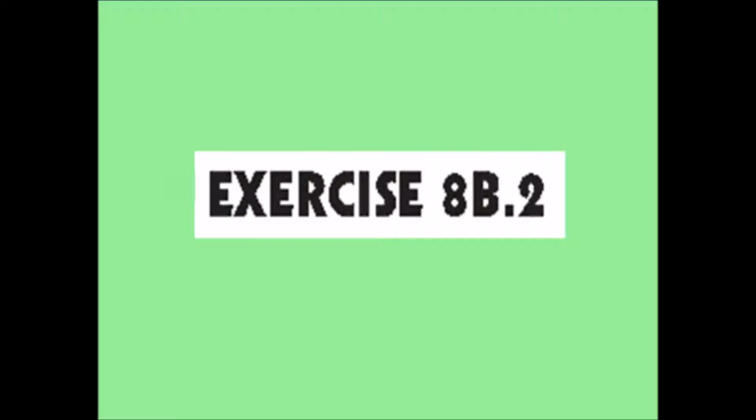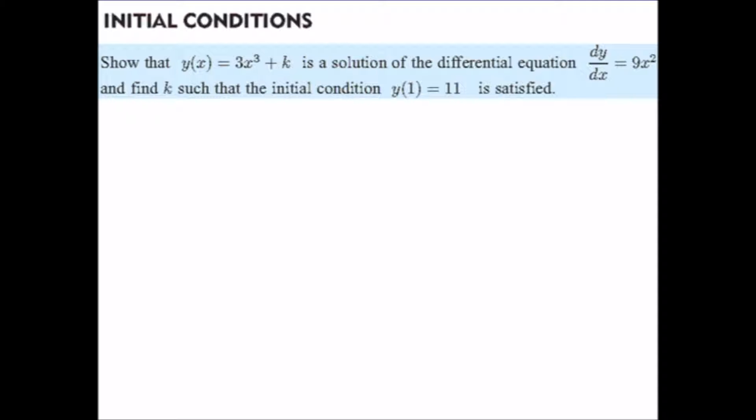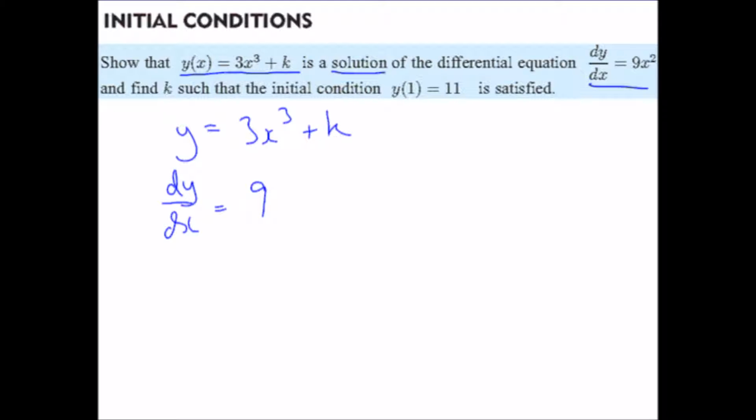Right, let's take a look at exercise 8b2. Like in 8b1, we want to show that this equation is a solution of this differential equation here. So if we have y equals 3x cubed plus k, if we differentiate that with respect to x, we end up with 3 times 3 is the 9, reduce the power by 1, and the k becomes 0. So we're left with 9x squared, which is what we're after over here.